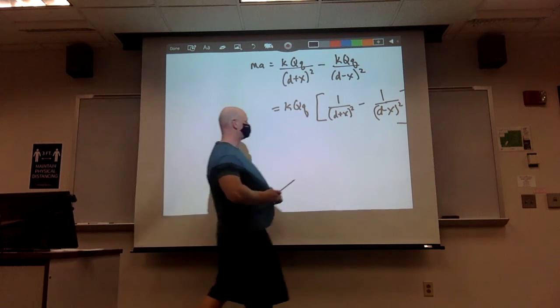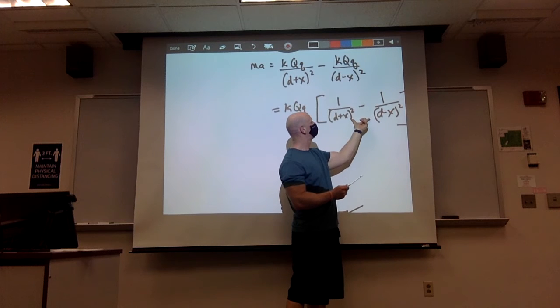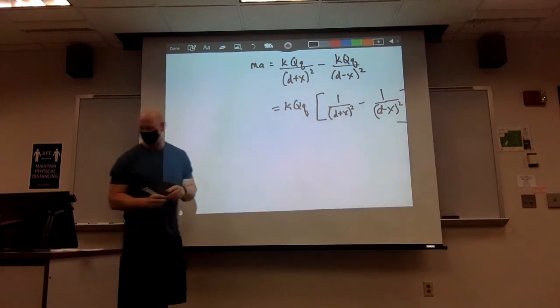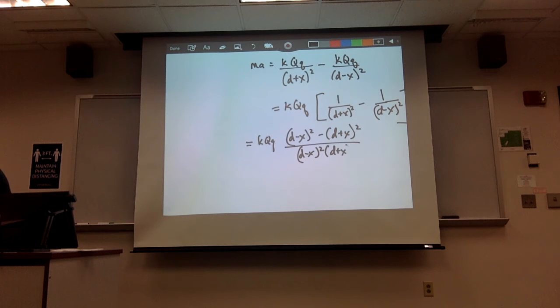Now from here, I want to combine these together, so I'm going to find a common denominator. The common denominator is simply a product of these two. So this is then going to be equal to KQQ times, I'm going to get a D minus x squared minus a D plus x squared, all divided by D minus x squared times D plus x squared. Okay?